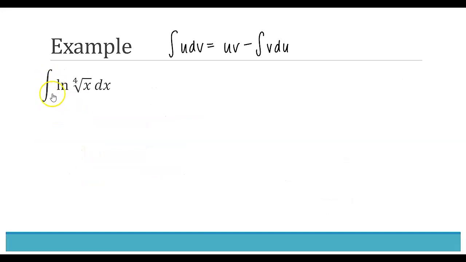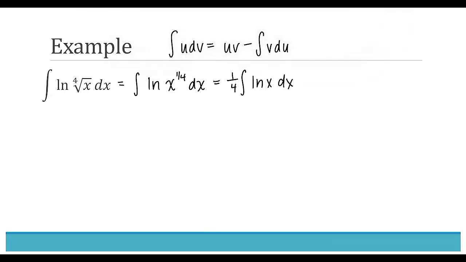In this example, I have the integral of the natural log of the 4th root of x dx. Now I do see a natural log in the integrand, so I would think to make that my u, but before we do that, we're going to apply a property of logs. So we have the integral of the natural log of x to the 1/4 dx, and properties of logs tell me I can pull the 1/4 to the front of the logarithm, making it a coefficient, and that coefficient can actually come out of the integral completely. So I have 1/4 the integral of the natural log of x dx.